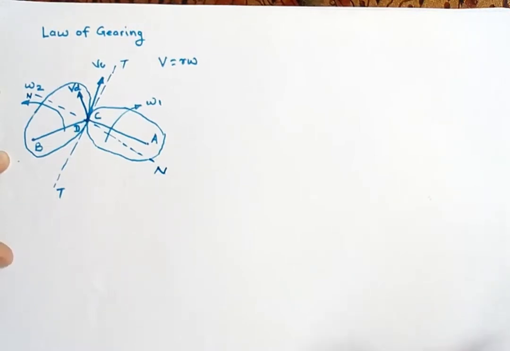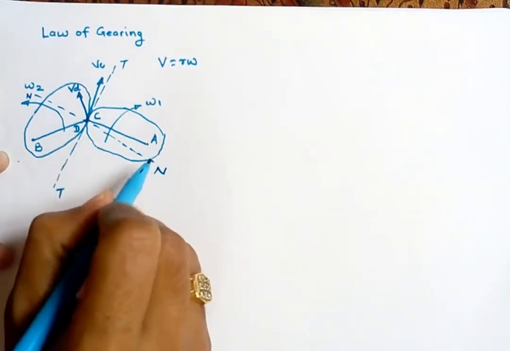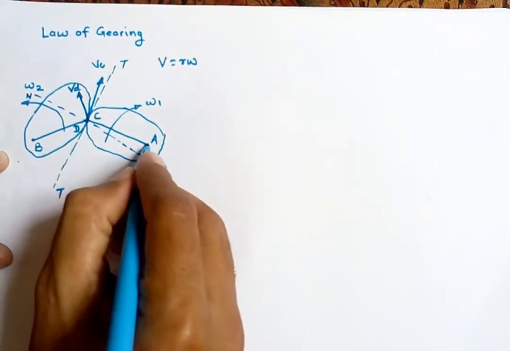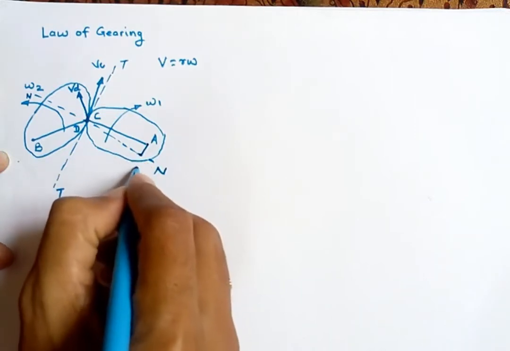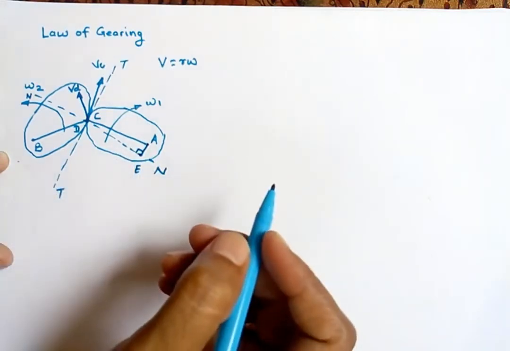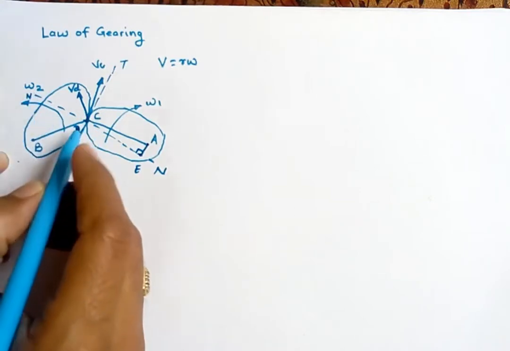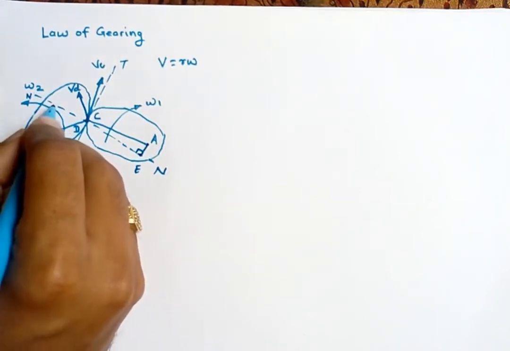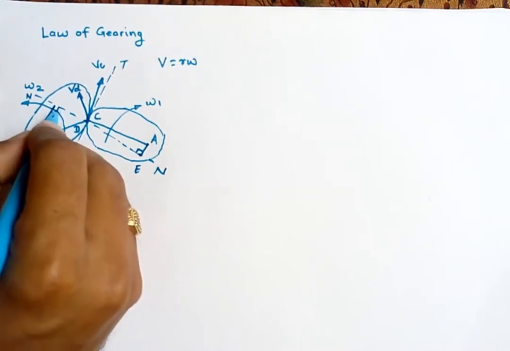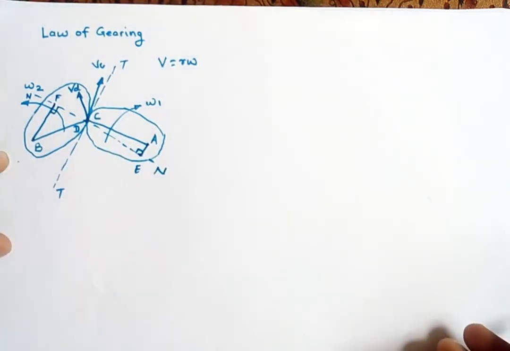Now next step is to draw a line from point A which is perpendicular to the common normal. So draw AE perpendicular to the common normal from point A like this. Now draw a line BF perpendicular to the common normal from point B. So this is the basic construction that we will need while deriving the expression for law of gearing.